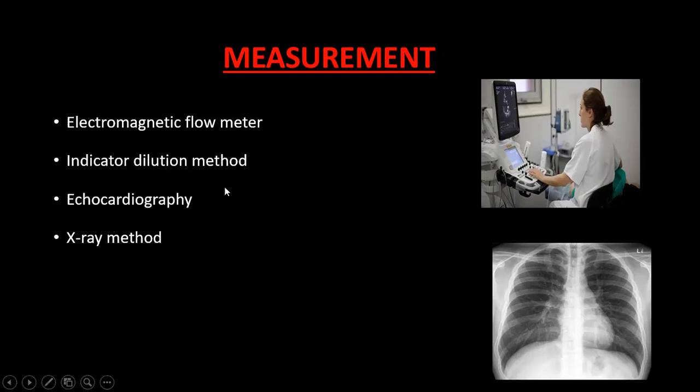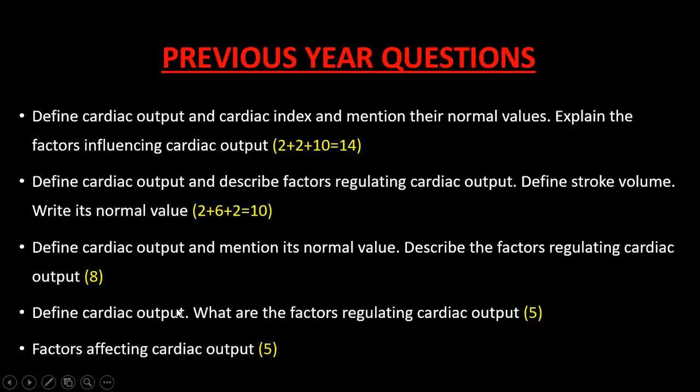And the last one is electromagnetic flow meter. Cardiac output can be measured directly by placing an electromagnetic flow meter in ascending aorta or by using cardiometer. The disadvantage of this method is that it can be used only in experimental animals or in humans undergoing open heart surgery. So this is how the cardiac output can be clinically measured.